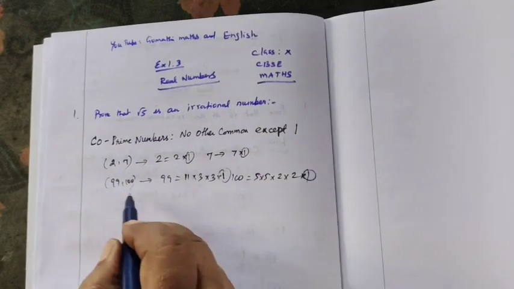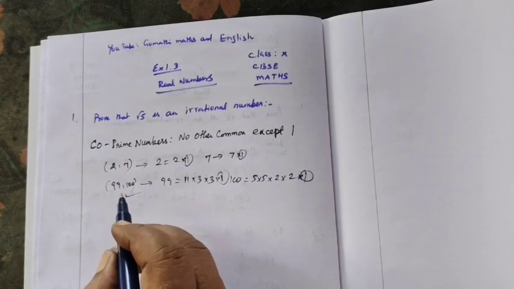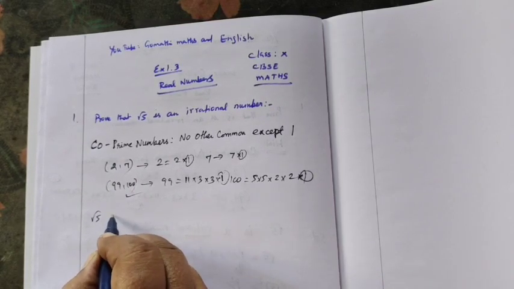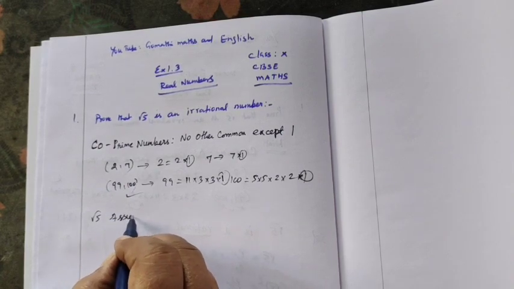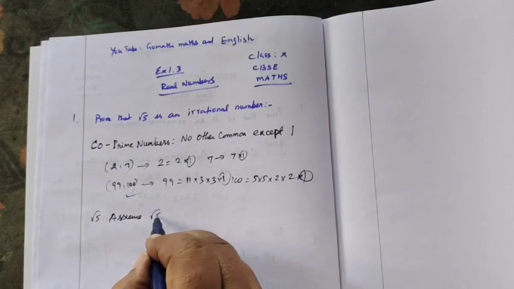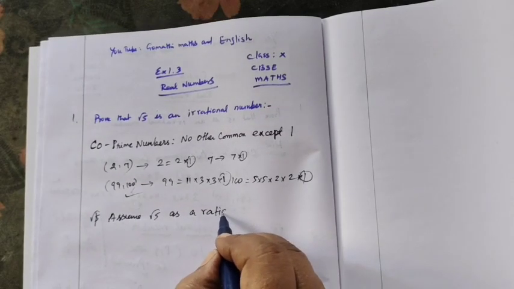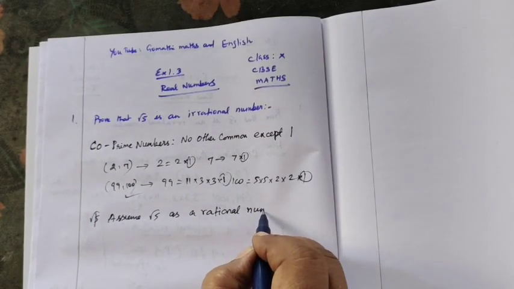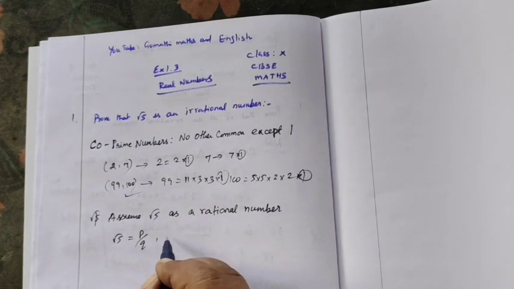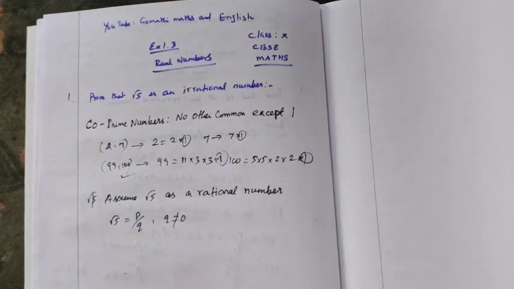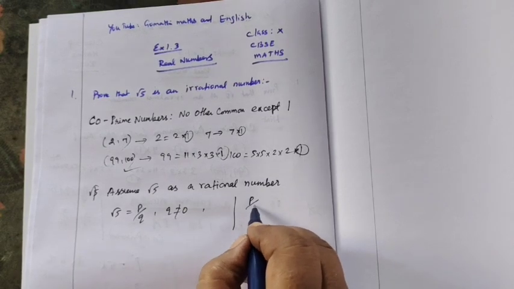Therefore, this pair is co-prime. So we are taking root 5, assume root 5 as a rational number. We are assuming it is a rational number. So immediately we can write it in the form P by Q, where Q not equal to 0, because any rational number can be written in the form P by Q.